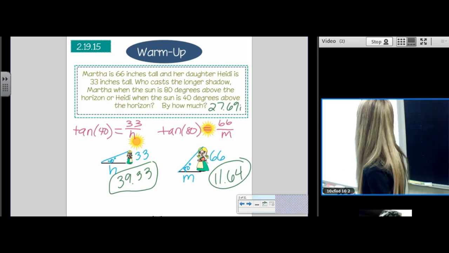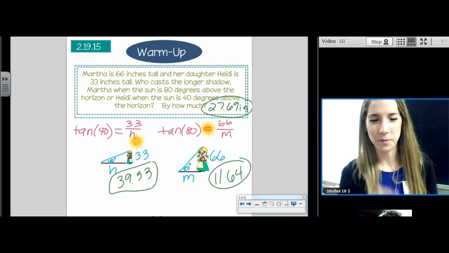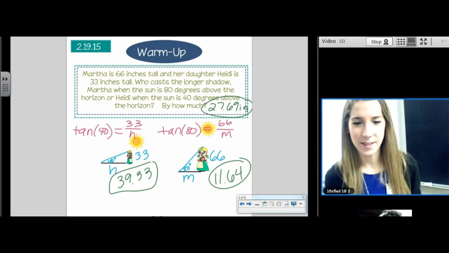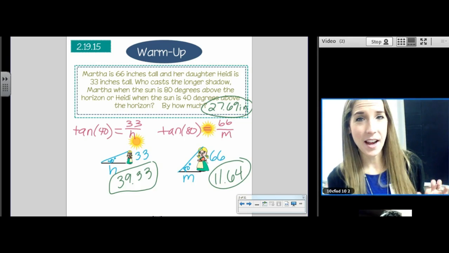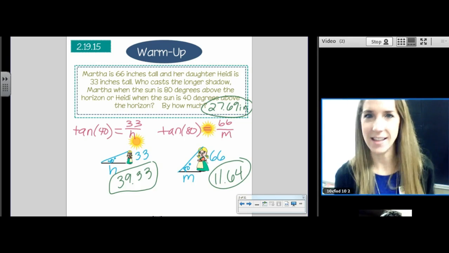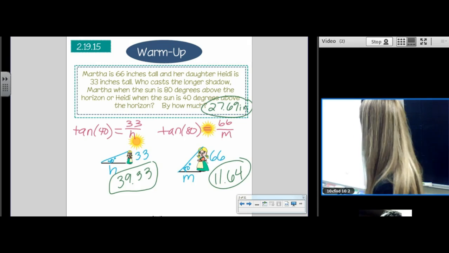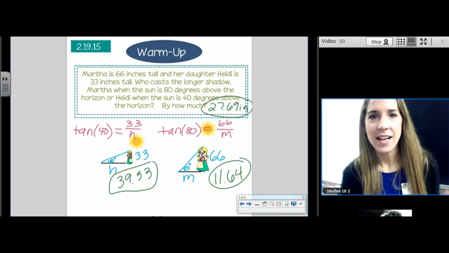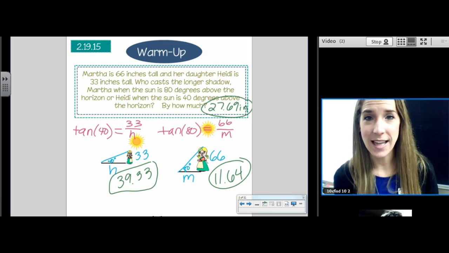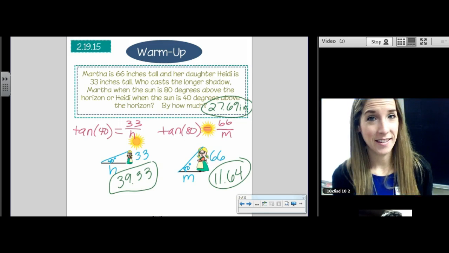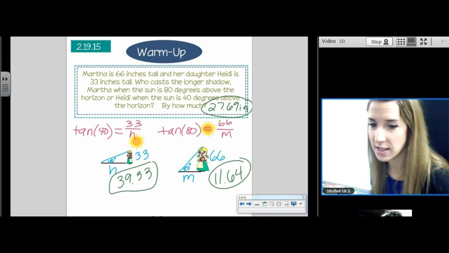So I need to make it a closer race, right? Heidi wins by a long shot, 27.69 inches longer of a shadow. So the angle of the sun makes a much larger difference than the height of the person. That's the moral of the story, because did you notice how the height is exactly 1/2, 33 is half of 66, and the angle is exactly 1/2, 40 and 80. But the angle made the bigger impact than the height.